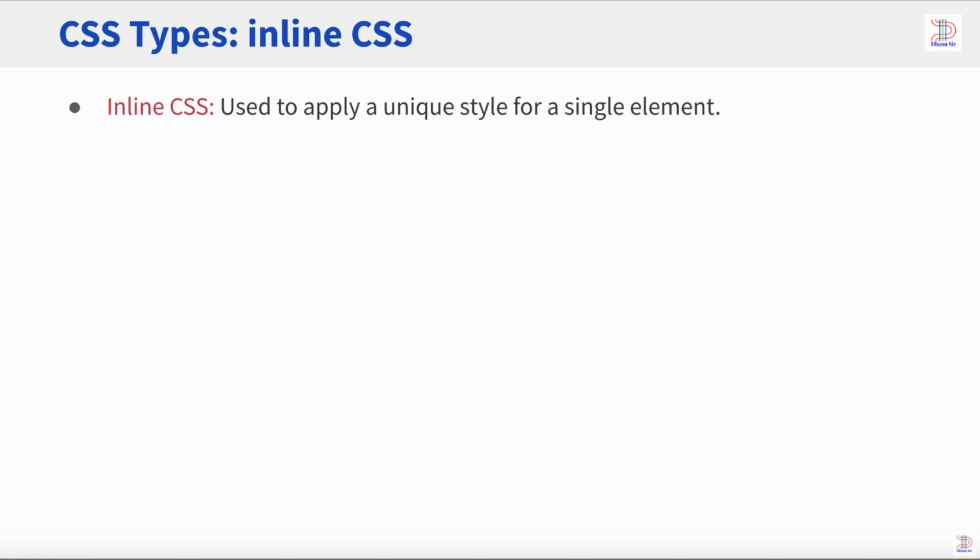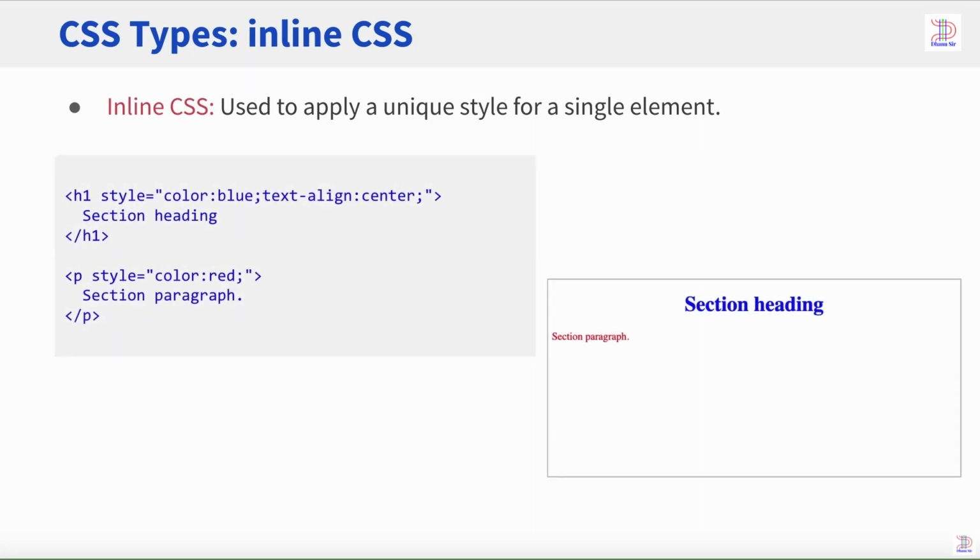Inline CSS. The inline CSS is used to add a unique style for a single element. For example, here you can see h1 with style, color blue and text align as center, whereas the paragraph tag has style color equal to red, and the output you can see on the right side.